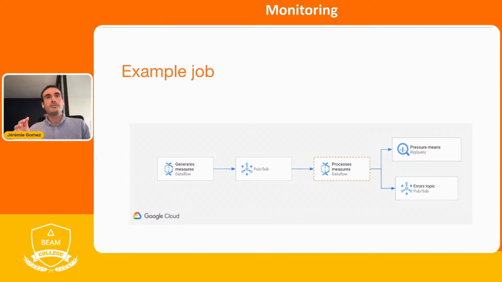So I write this to PubSub, and then I have another job that I will show you, and this is the one I'll be using, that processes these measures. And if the measures are good, write it to PubSub, and if they're bad, they're going to be writing the averages of the pressure into BigQuery.